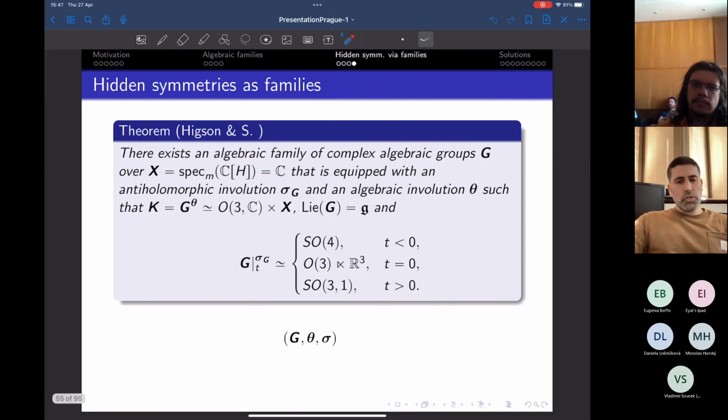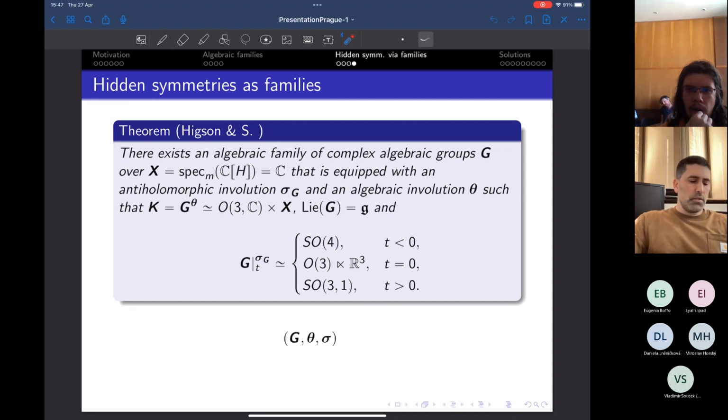And as a result, I can suggest the following thing for physicists or for everybody who is interested. I suggest that the hidden symmetries of the system at the level of groups and Lie algebras would be described in the following way. The basic object would be a family of complex algebraic groups G and two commuting involutions. One is algebraic, the other is anti-holomorphic, like complex conjugation. And once you are given such data, you can easily recover the hidden symmetry and the visible symmetries.